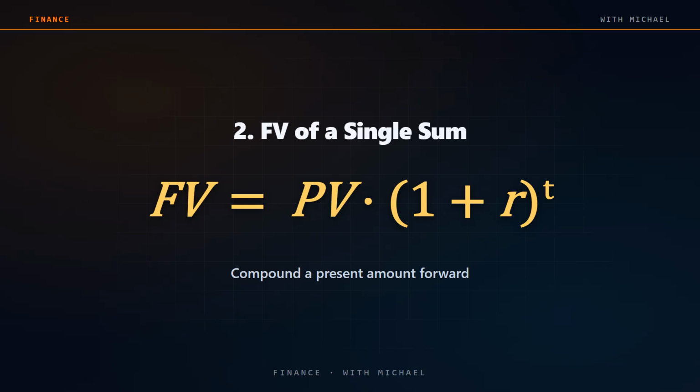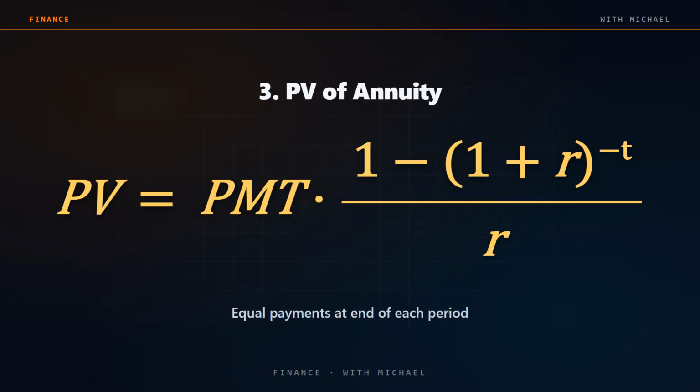Example. A bond pays $500 forever at 6% discount. PV equals 500 divided by 0.06 equals 8,333. For a growing perpetuity, Gordon's formula, PV equals payment divided by R minus G, where G is the growth rate. Suppose a stock pays a dividend that grows 3% forever, current dividend $2, required return 10%. PV equals 2 over 0.1 minus 0.03 equals 2 over 0.07 equals $28.60.